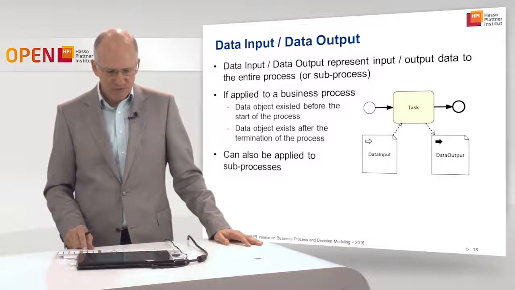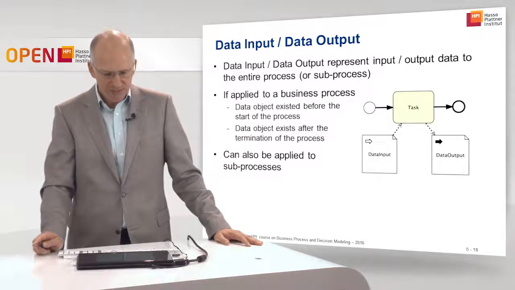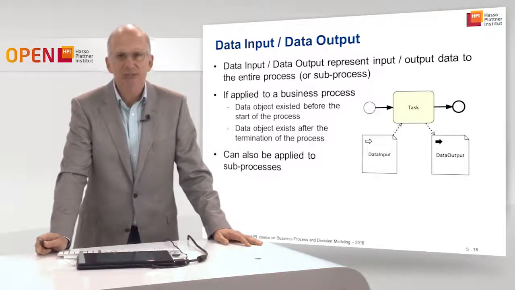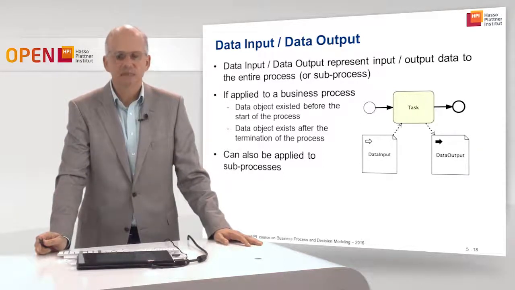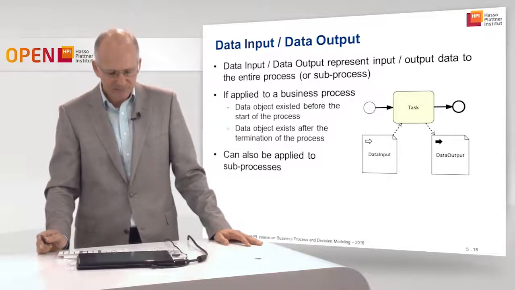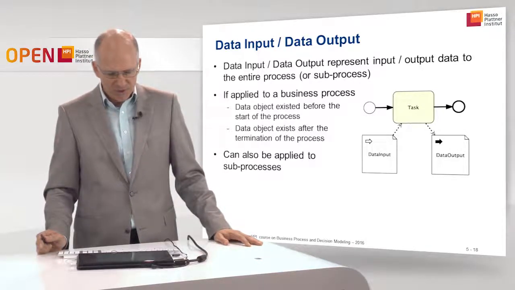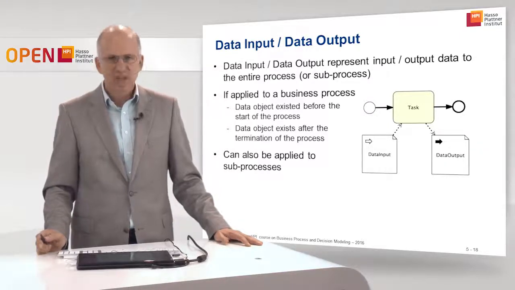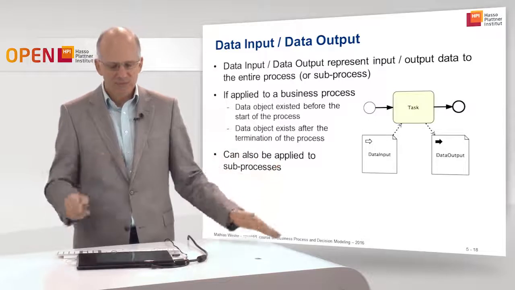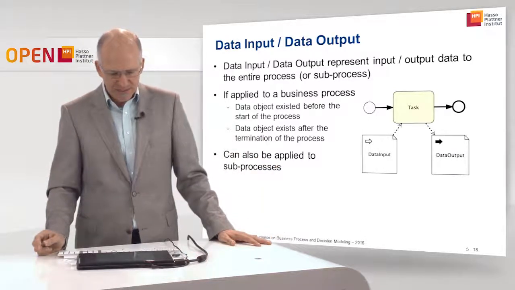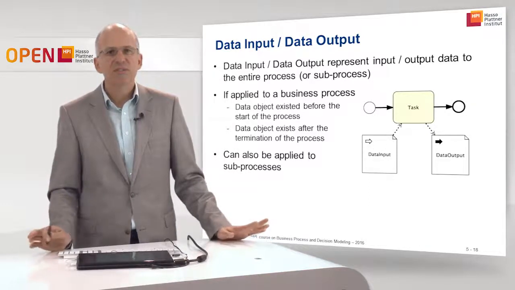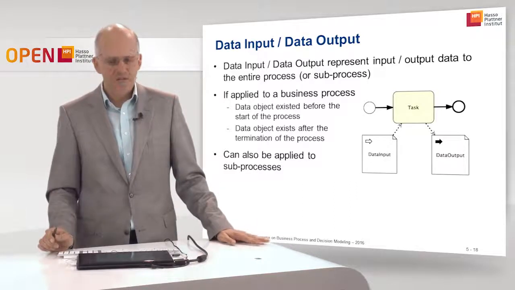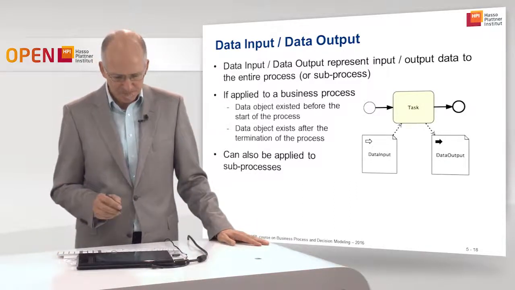Okay, to go into a little bit more detail regarding data input and data output. This data input and data output represent input and output of data to the entire process or to sub-processes. We can also use this symbol to indicate input and output of data to sub-processes. If applied to a business process, the data object existed before the start of the process, was created by another process, and the data object still exists after the termination of the process. So this also relates to persistency. We come back to the point of persistency a bit later.